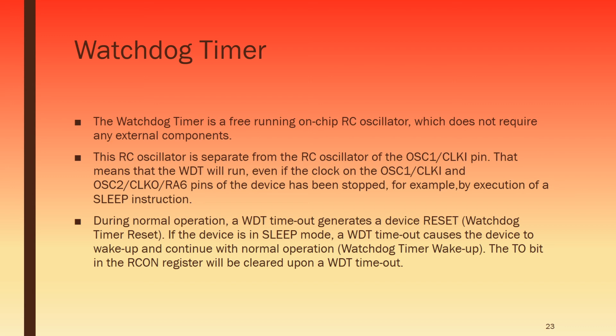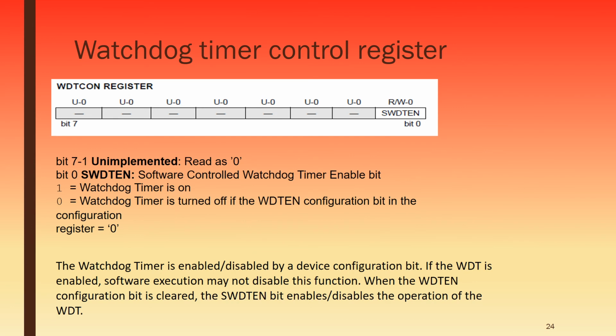Watchdog timer wake up, the T0 bit in the RCON register will be cleared upon WDT timeout. Now this is the general format as far as the watchdog timer is concerned. Here you can see that bit 7 to bit 1 are unimplemented. They are all read as 0, and only bit 0 is SWDTEN, the software control watchdog timer enable bit. This is 1 when the watchdog timer is on, and 0 when the watchdog timer is turned off.